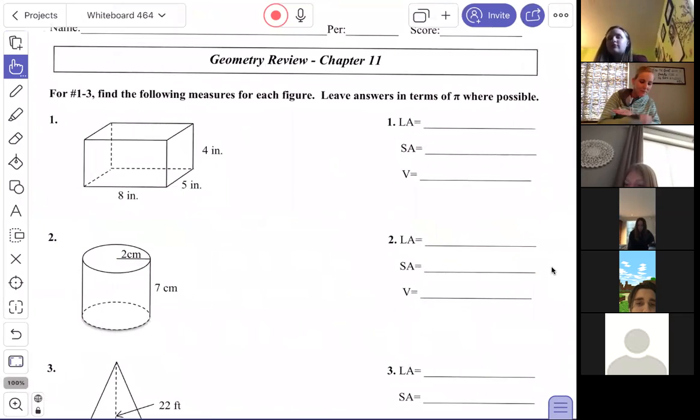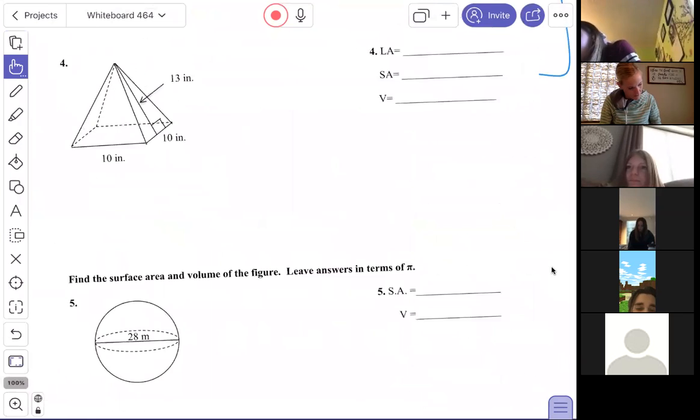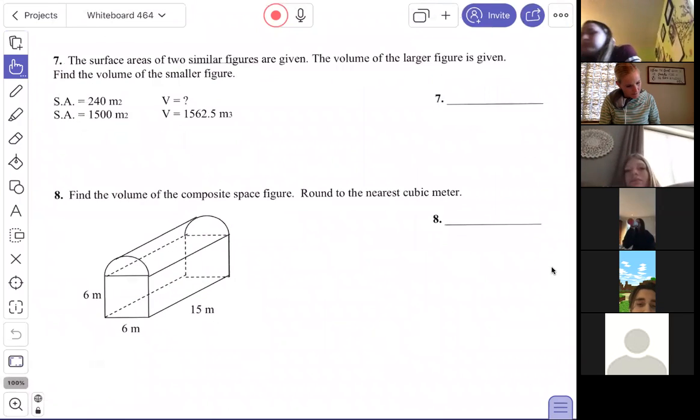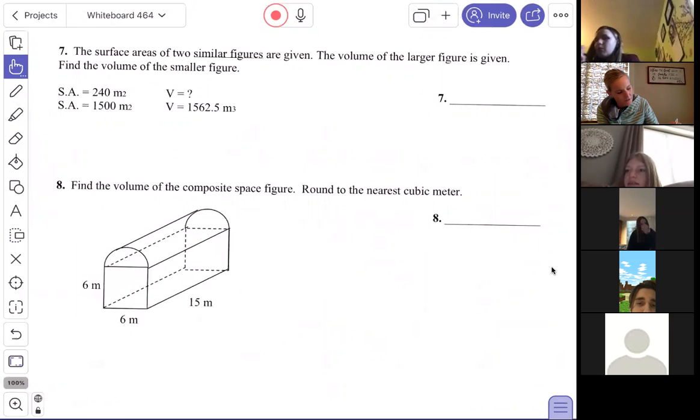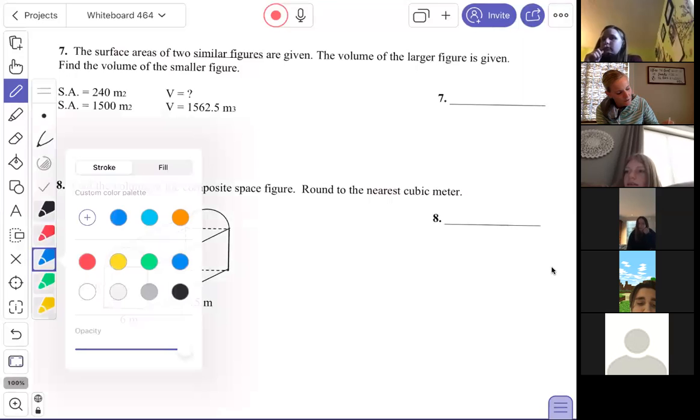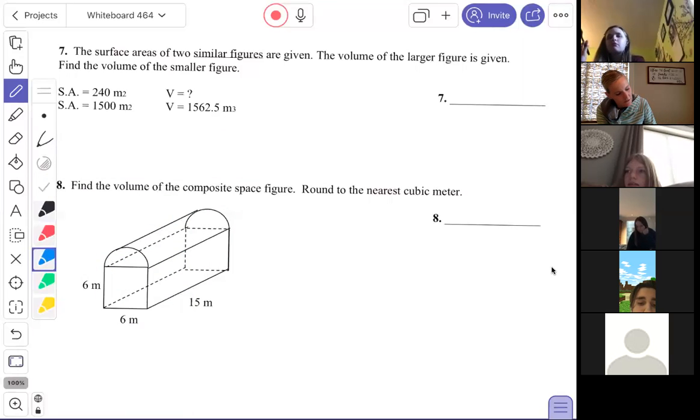Okay. So you said which number? 7. So they tell you the surface area of 2 figures. They're looking for the volume. It says the volume of the larger figure is given. So what we're going to do is find the volume of the smaller figure.